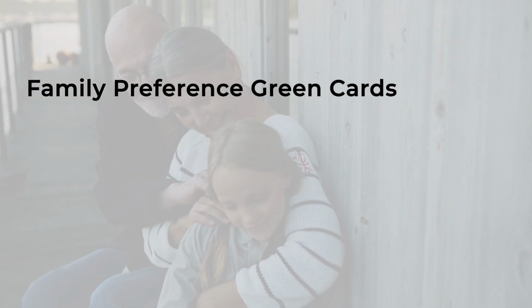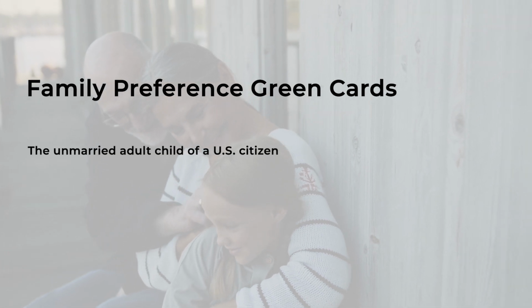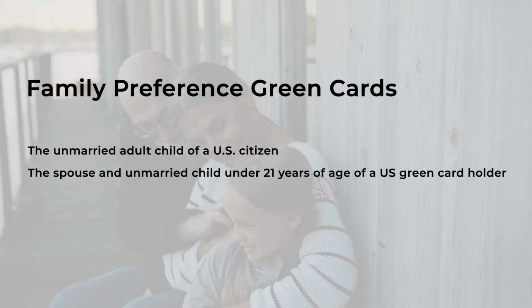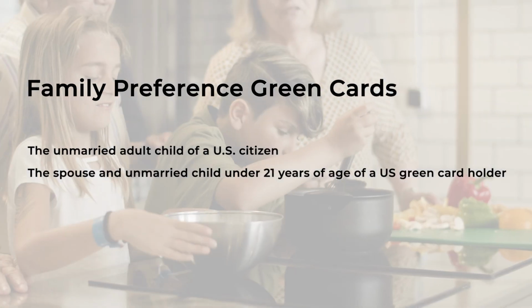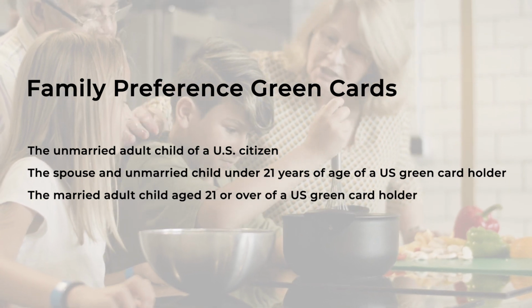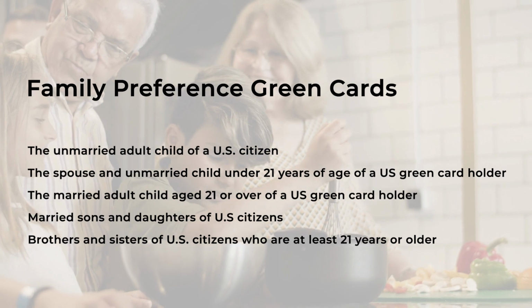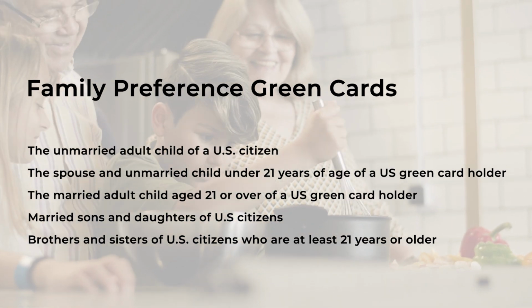Family preference green cards are available for the following family relationships: an unmarried adult child of a US citizen, the spouse, an unmarried child under 21 years of age of a US green card holder, an unmarried adult child age 21 or over of a US green card holder, married sons and daughters of a US citizen, and brothers and sisters of US citizens who are at least 21 years or older.